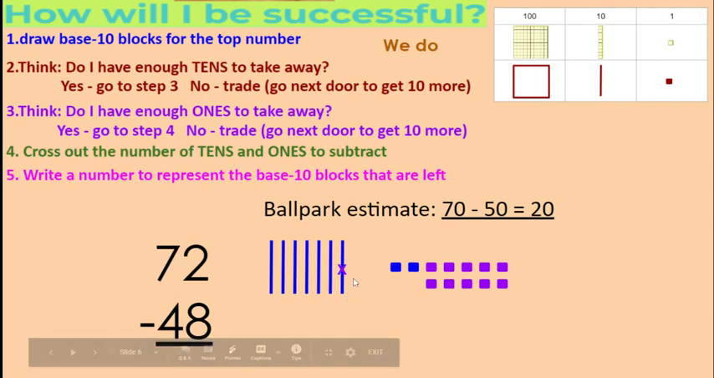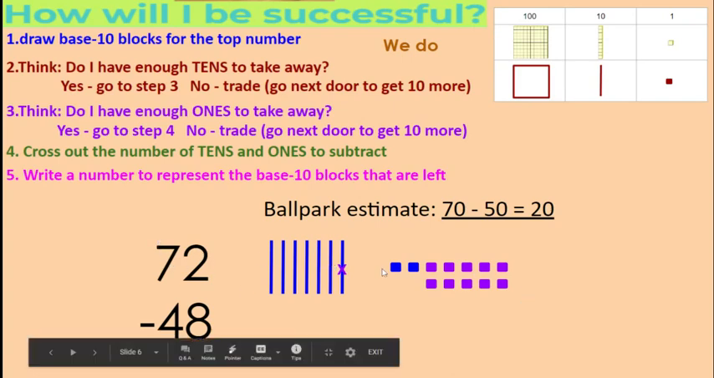We cross off a 10 and break it into 10 more cubes. We still have 72, boys and girls, but it looks a little different. We need to change the number 72 to match our picture. How many 10s do we have now? Let's count. 1, 2, 3, 4, 5, 6. So I'm going to cross off the 7 and put a 6.